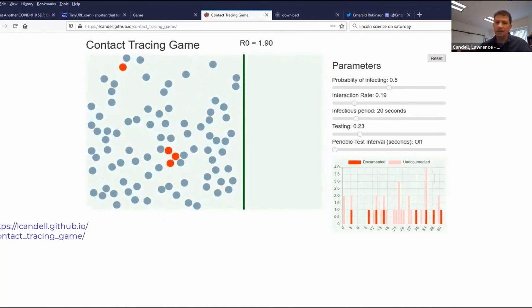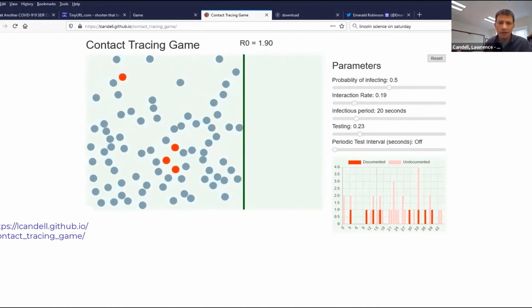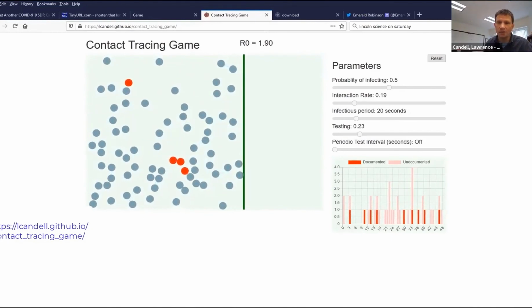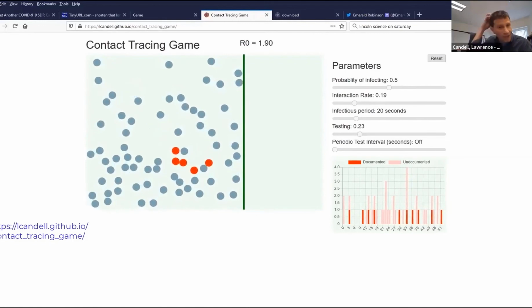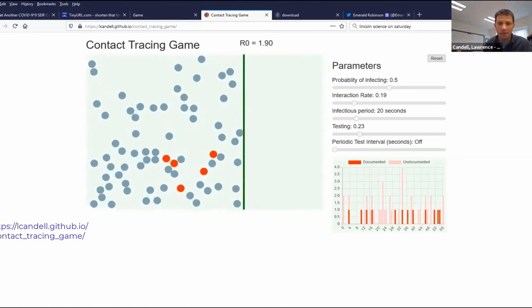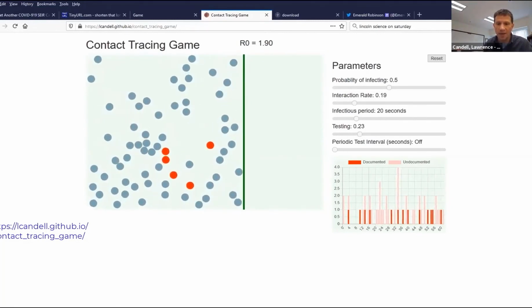So the link that I sent is exactly this game. And it's something that you can all just click on, play with, and let me know your thoughts. But it's a great way of getting some understanding of how the virus spreads, and then all the different things that we can do about it. So with that, I think I'm going to stop. And if you have any questions, I'm happy to answer them.